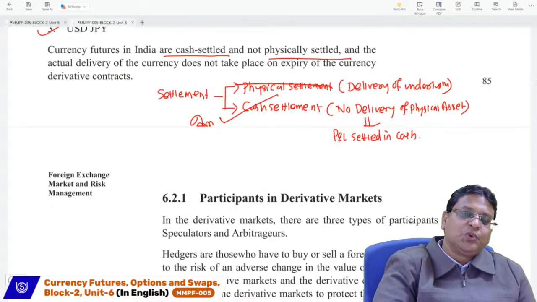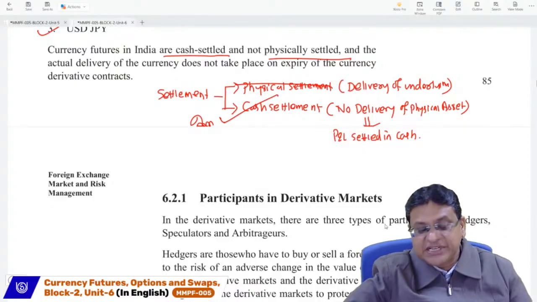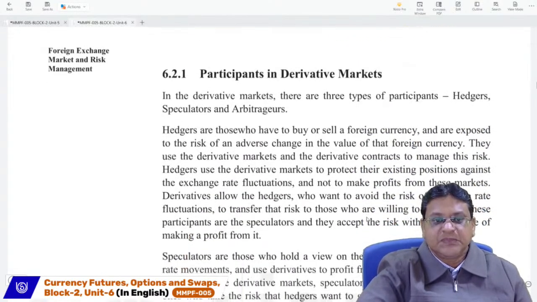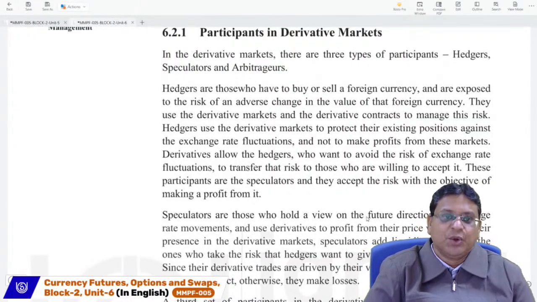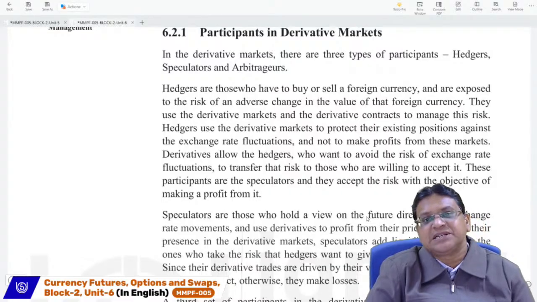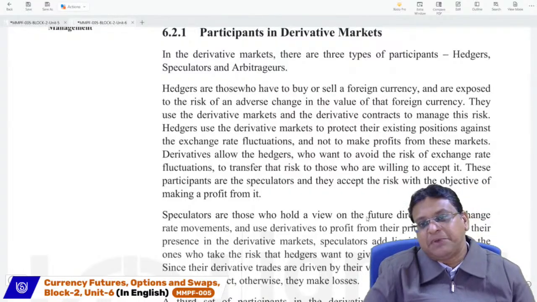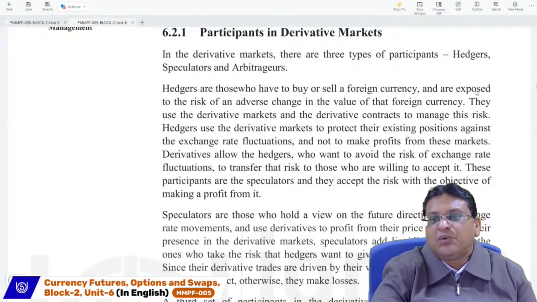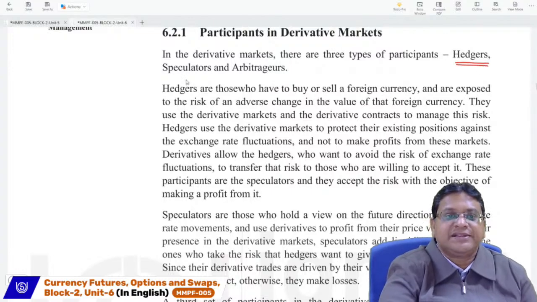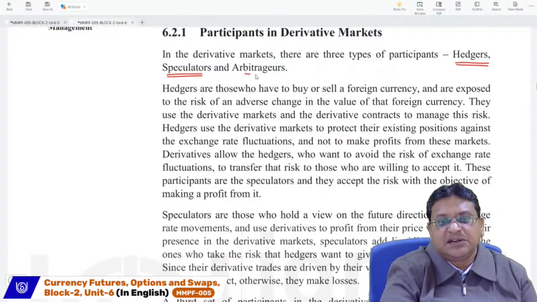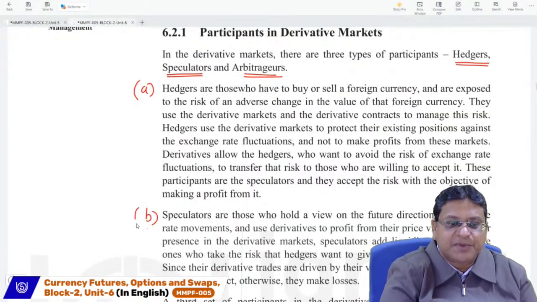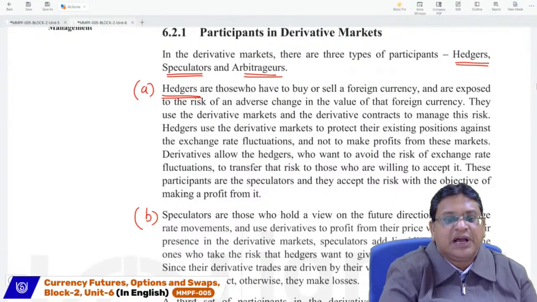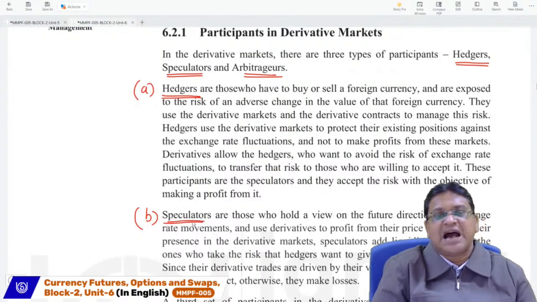Okay. So we have discussed different currency derivatives. Next, we'll discuss participants in the derivative market. Who are the major participants in the currency derivative market? Normally, there are three major participants: one is known as hedgers, another is known as speculator, and another is known as arbitrator. So there are three players in the currency derivatives market.